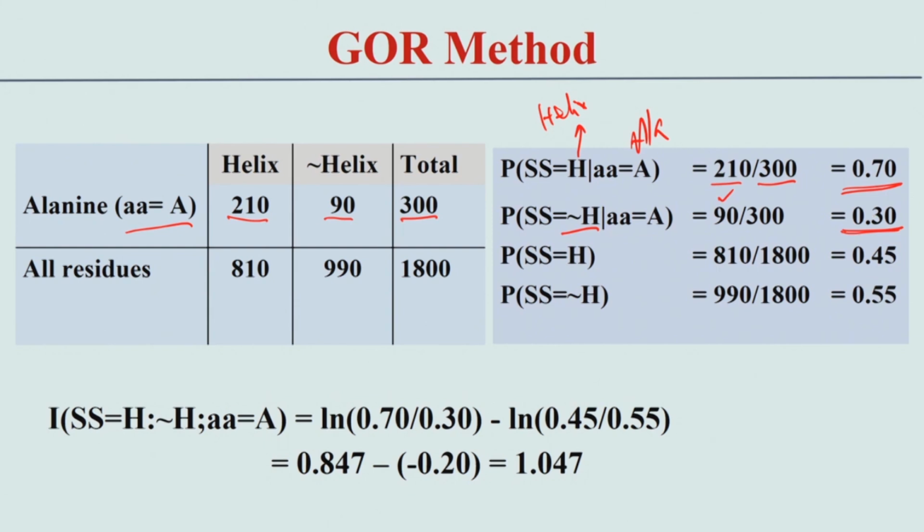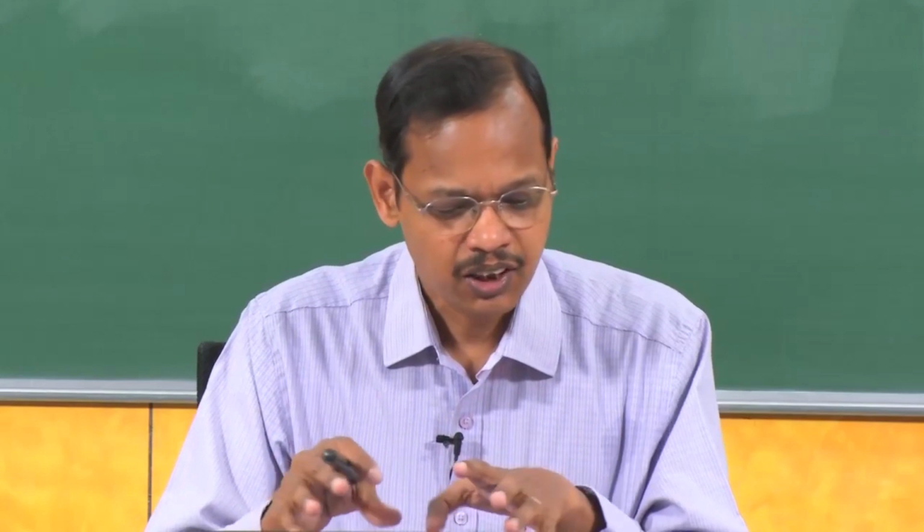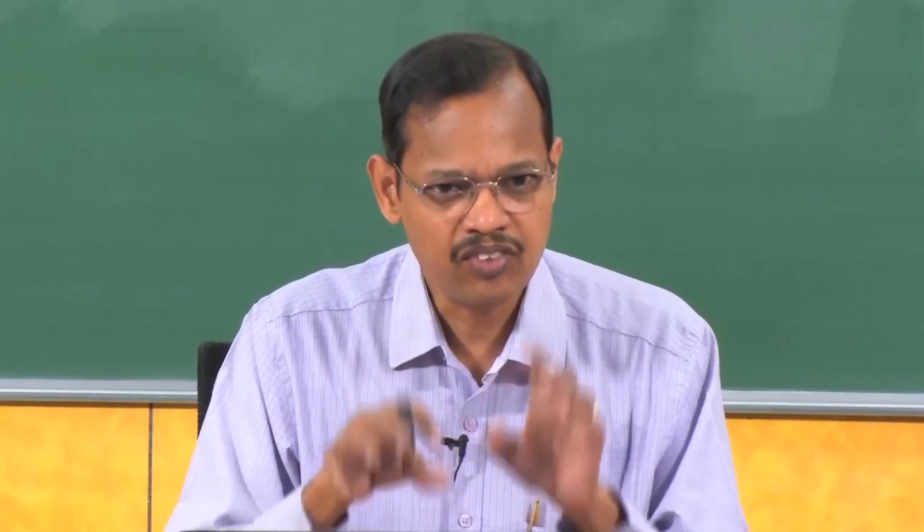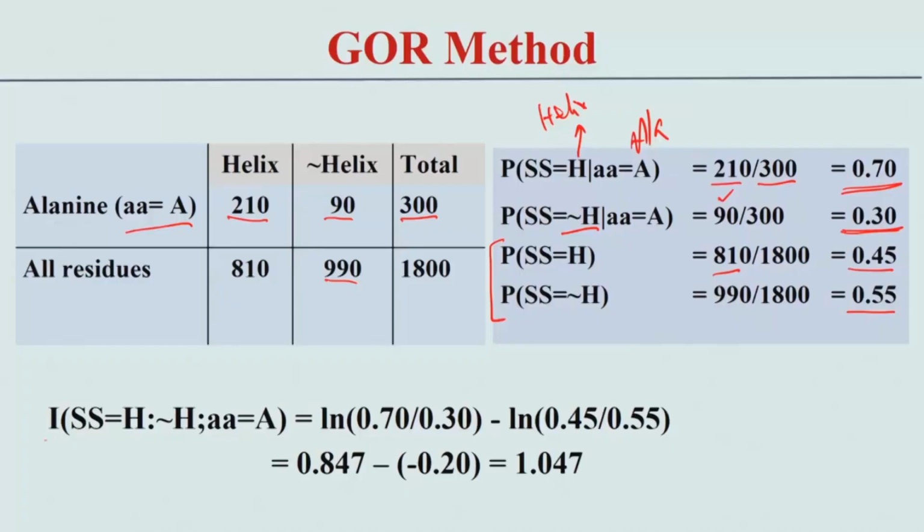Now, this is for a particular residue. Then go with the full proteins, all the residues. If you take the secondary structure helix, how many residues are in helix? 810. If you take 810 and normalize with the total residues 1800, this will be 0.45. Now, how many residues are not in helix? You can say 990 divided by 1800, this is 0.55. We use this information to get the probability of alanine to be in alpha helix. This is called the information content.